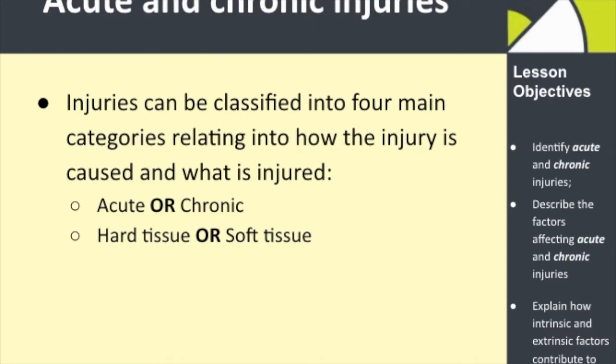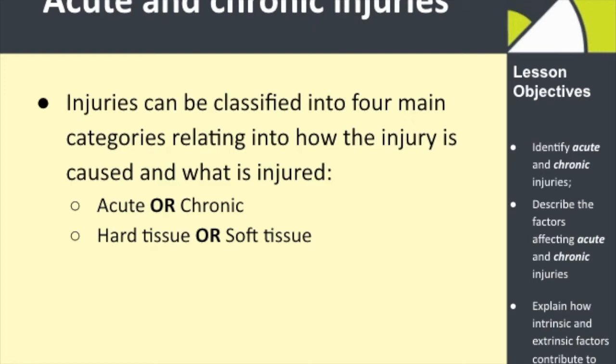So whereas the acute is in a moment, the chronic is something that is like an overuse injury that happens over time. In terms of hard and soft tissue injuries, the hard tissue is anything that involves the bone, the joints, the cartilage. So things like fractures and dislocations are known as hard tissue injuries, whereas soft tissue injuries are looking at the ligaments, the tendons, the skin, the muscles, things like that.